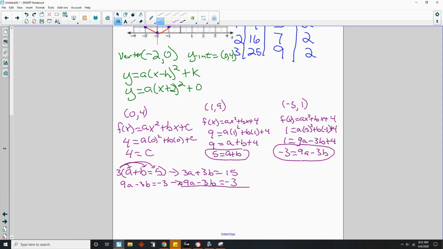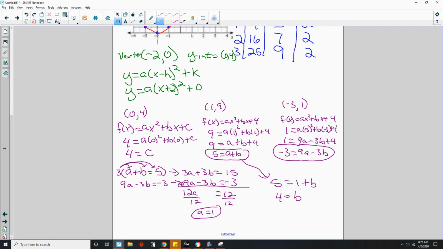And now when I add these two, and I'll put a circle around that plus, I'm adding these two. 3a plus 9a is 12a. 3b plus -3b cancels. 15 plus -3 is 12. That divided by 12, and I found a is 1. So if a is 1, I go over to this equation, 5 equals 1 plus b, subtract 1 from both sides, and I get 4 equals b.